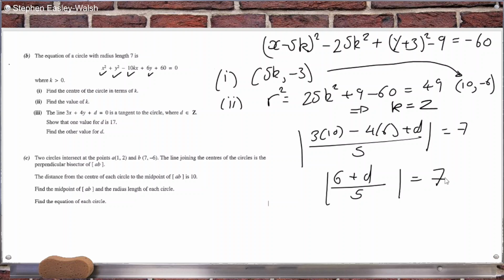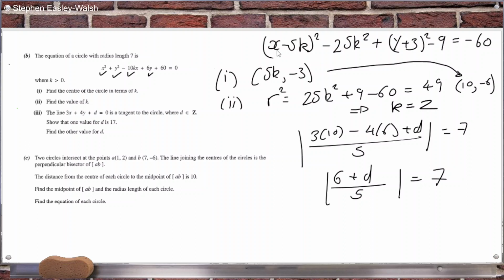Oh, I must have done something wrong now. Did I do something silly like forget the square root? Because this is not working out to be 17. Let's check our calculations.